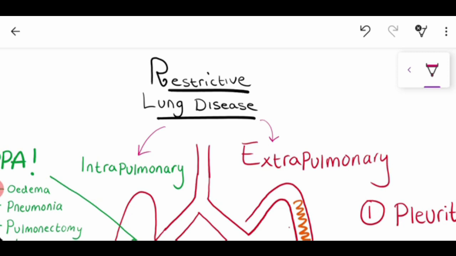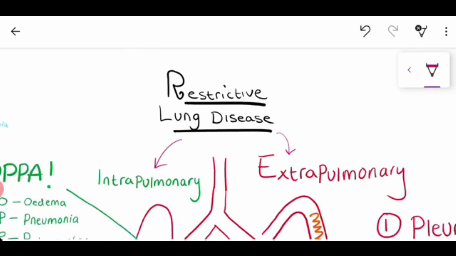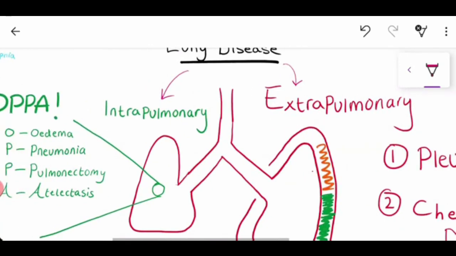Now, with restrictive lung disease, we can compartmentalize this into two factors: intrapulmonary factors, which cause the restrictive lung disease, and extrapulmonary factors. Intrapulmonary is all about factors within the lung. Extrapulmonary, as you guessed, factors outside the lung. Hope you guys are with me.